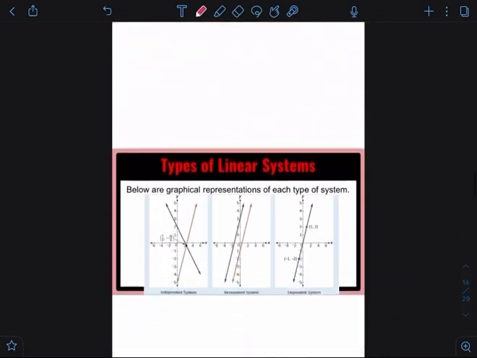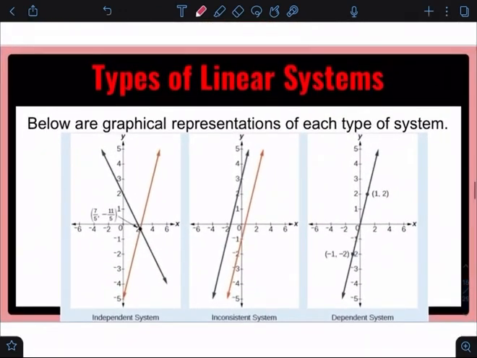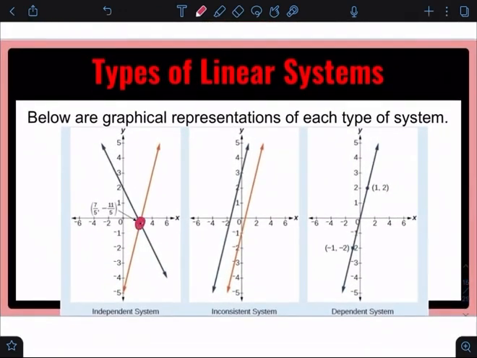Alrighty. So what do they look like? An independent system is one that has just one point. An inconsistent means no solution. And a dependent means that we graphed 2 things on these lines, the same exact point, so they cross every single place, so they have many solutions. Now today we're going to practice graphing 2 different lines and see what kind of system they are, how many answers they have.